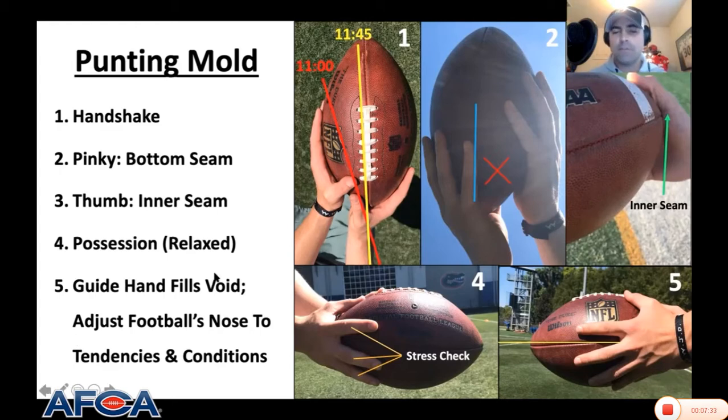Number 5 is the guide hand filling the void. This is the plant side. We've looked at length at his right hand and underneath, but this is the plant side. This is like shooting a basketball essentially, right?